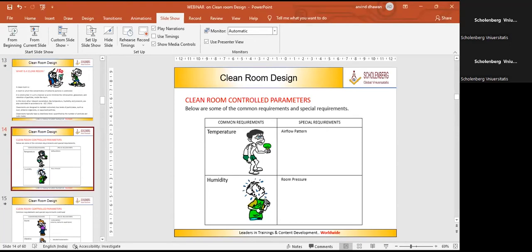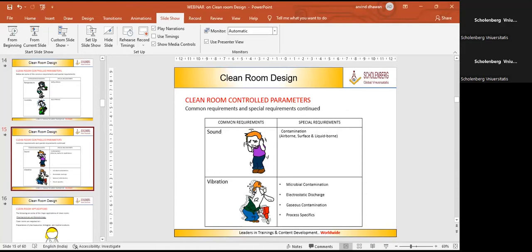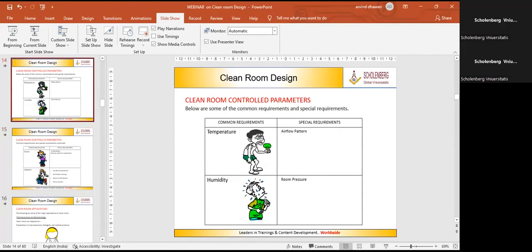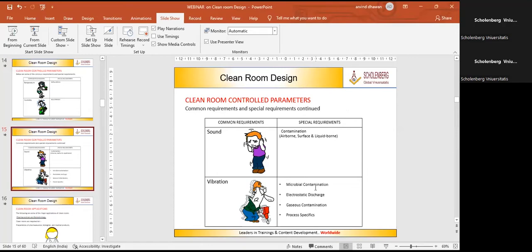So we come to this. What are the parameters controlled by a clean room? Temperature, humidity, sound, vibration. These are common parameters. And what specific parameters? Airflow patterns, room pressure, contamination, microbial contamination, electrostatic discharge, gaseous contamination, process specifics.